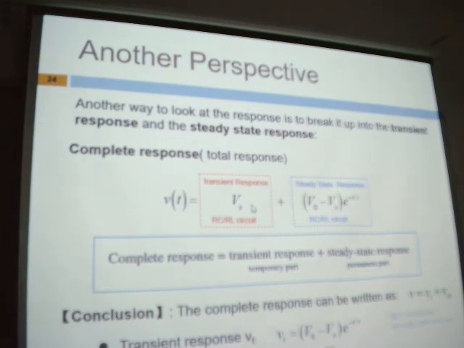Because from the previous analysis, we know when t tends to infinity, this part will become 0. So the transient response tends to 0, and we just have Vs. So Vs is our steady state response.